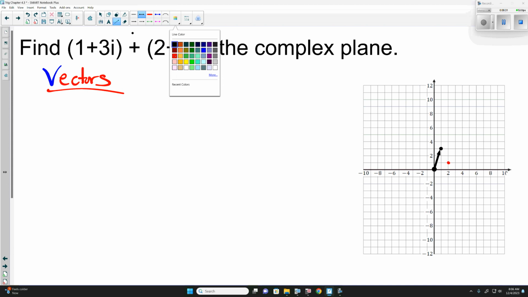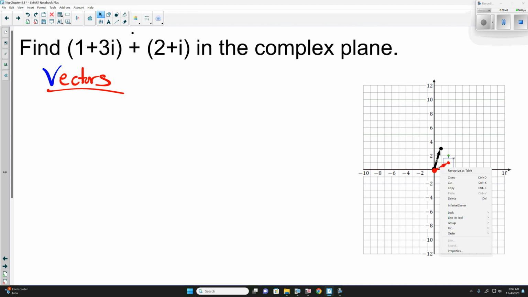This again, we'll make this next one red. And its vector starts at the origin and goes to this point here. Sure, why not? Let's make them all. Infinite clone. Okay. So we're good with this so far, yes?